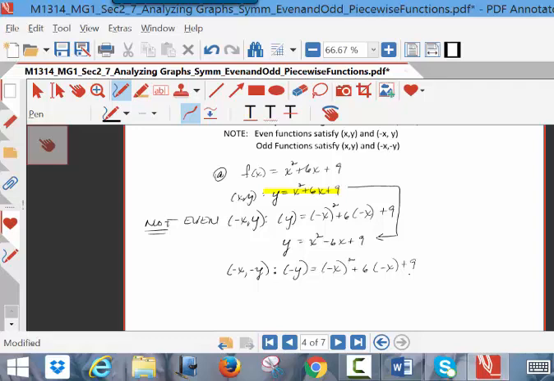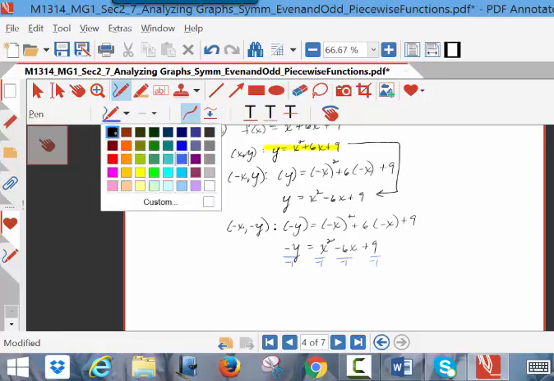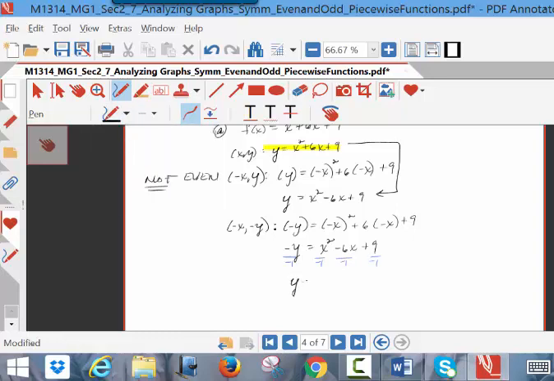And then I have to come in here and clean it up. So this is negative y equaling, a negative 1 squared is positive, so this is a positive x squared minus 6x plus 9. I've got to get rid of the negative, so I'm going to divide that negative 1 off. Some of you multiply, which is fine, but you must do the same thing to every term. So this becomes y equaling negative x squared plus 6x minus 9. So is this an odd function? No, crud. So it's neither even nor odd.